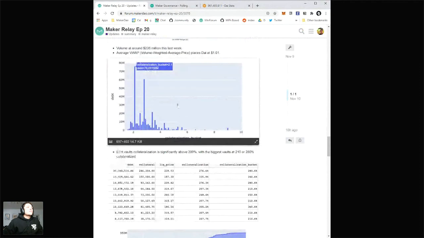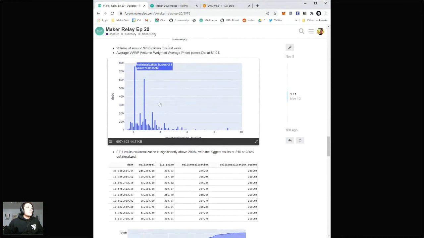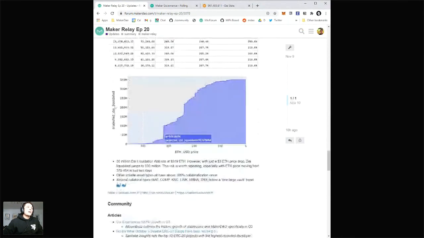Yeah, ETH vaults collateralization is significantly above 200%, which is good from a risk perspective. I think this is actually my favorite visual. So this is the liquidation price of all the different vaults, and as you can see, these are the most risky ones from 400 to 320, I guess, and then at 320, there's just a huge amount of DAI sitting there.